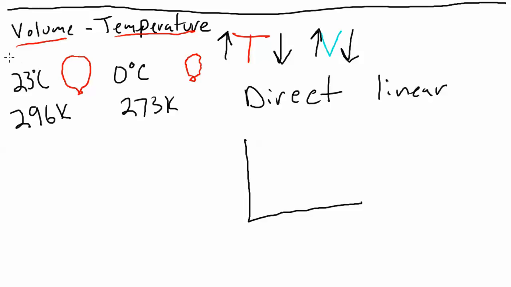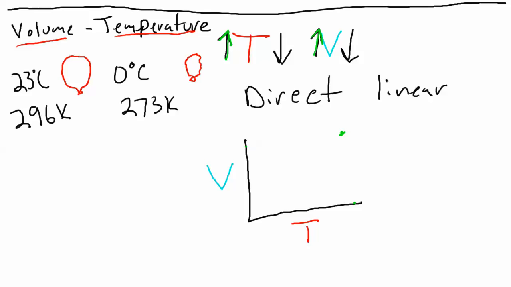If I had temperature on the x-axis, and volume on the y-axis, so if the temperature is high, the volume is high. What would that be? Well, the temperature high is over here. If the volume's high, it's over here. So if they're both high, you'd have a point somewhere over here.